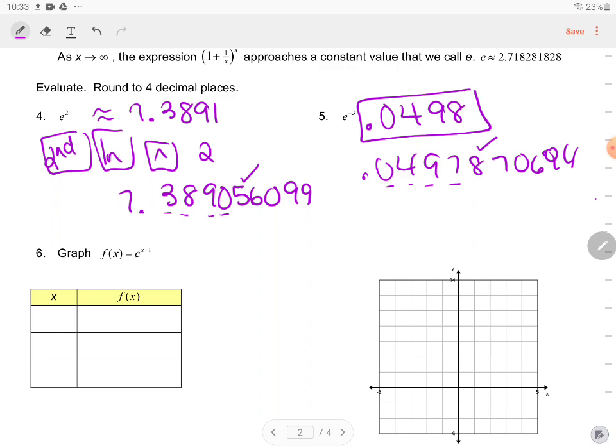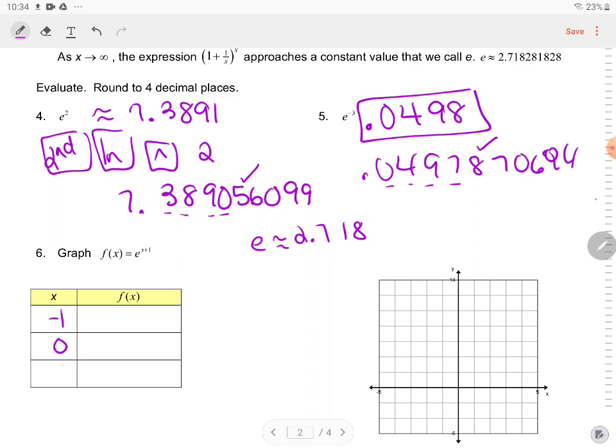Now, with e, because e is defined to be approximately 2.718, it's like pi. It has an approximate answer. It's a transcendental number because none of the values repeat. And it doesn't terminate. Okay. So because of that, we're going to use our calculator here.